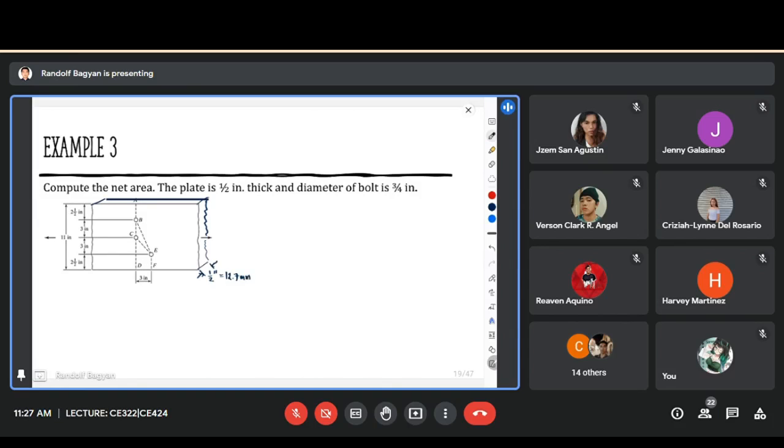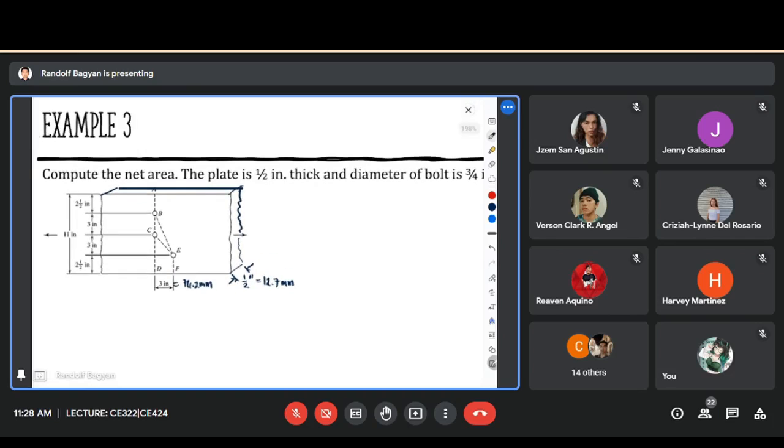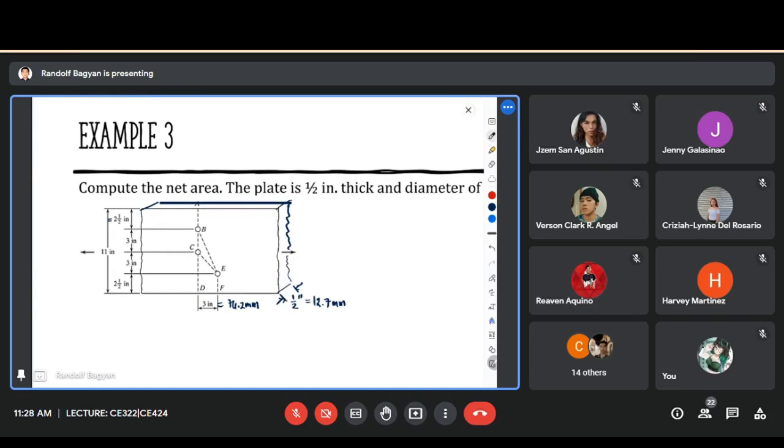Okay, of course, we have to convert each into mm. 3 times 25.4 is 76.2. 2.5 inches is 63.5 mm. 3-inch is 76.2. So this is 76.2, and 2.5 is 63.5 mm. Okay? So naka-mm na yan.